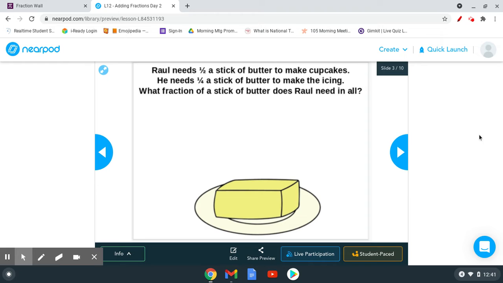So on Monday, we looked at this problem here, and it says Raul needs half a stick of butter to make cupcakes. He needs 1/4 a stick of butter to make the icing, and we need to know what fraction of a stick of butter does Raul need in all. There were two answers that I saw the most of. So we're going to take a look at both of those and discuss what's going on.